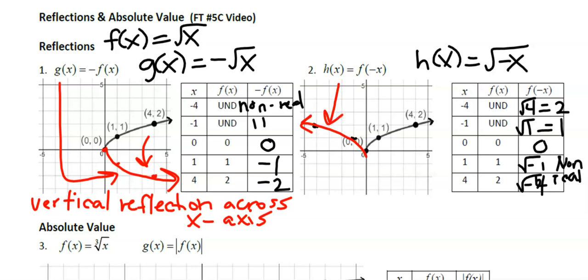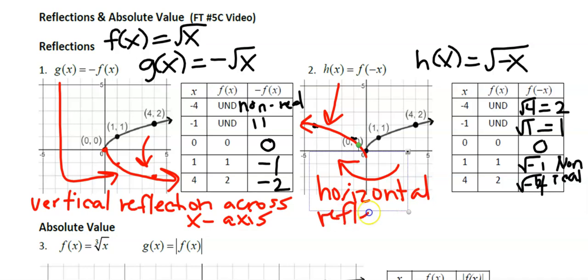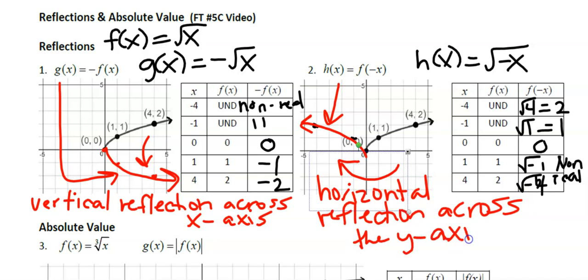So notice this is a horizontal reflection across the y-axis. So that's basically what a reflection is. Not very difficult. So in the first one, all the y values change sign. In the second one, all the x values change signs.